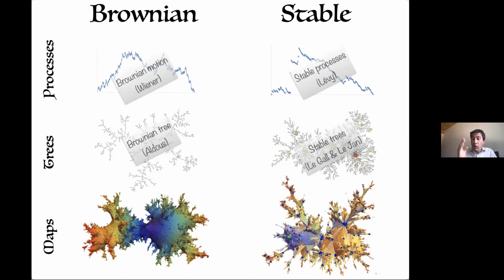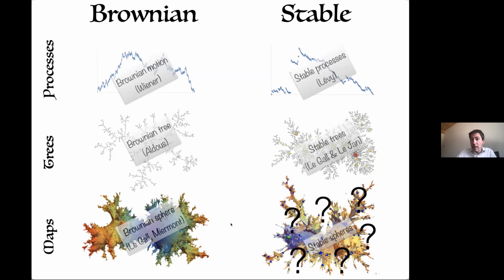So we want to do the same with maps. When you have small degrees, the scaling limit is universal to some extent, and is the Brownian sphere.